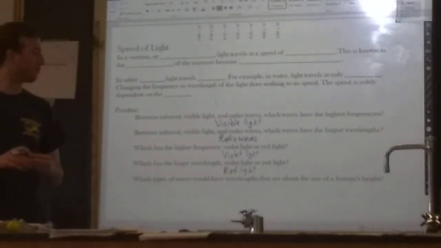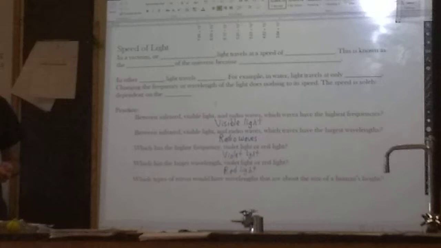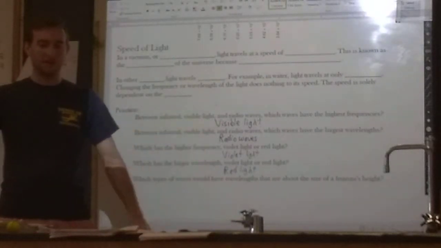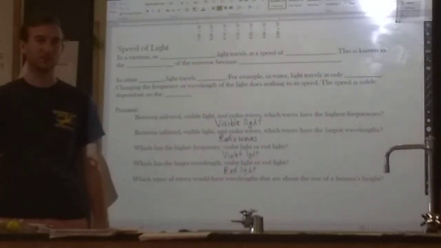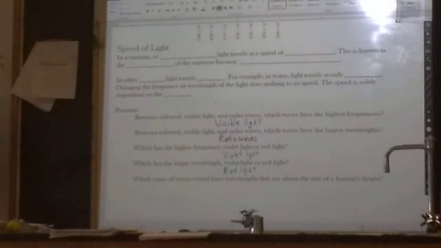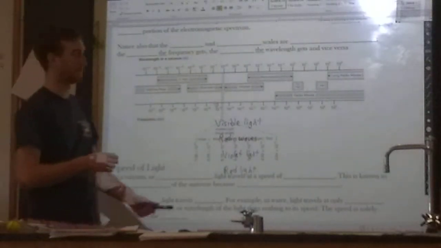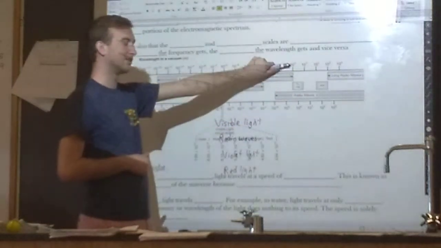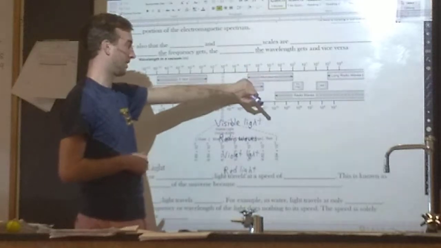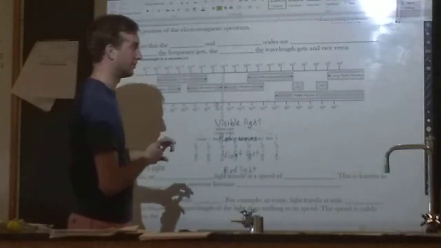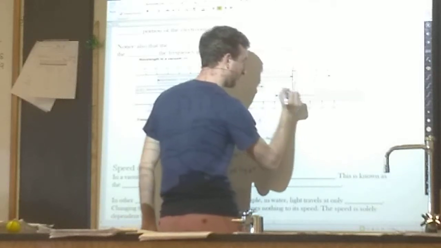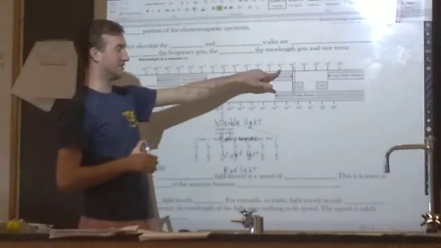Which types of waves would have wavelengths that are about the size of a human's height? You might be like, well, how the heck am I supposed to know a human's height? Think about a meter stick. It's about this much, right? Average person is between 1 and 2 meter sticks. So in scientific notation, let's see. Is a person 10 meters tall? No. 100? No, we're going the wrong way. 10 to the 0, 1 meter tall? Yeah, possibly, about. For a really small person. Human height range is right about in here or so. We're definitely not less than like 1/10 of a meter.